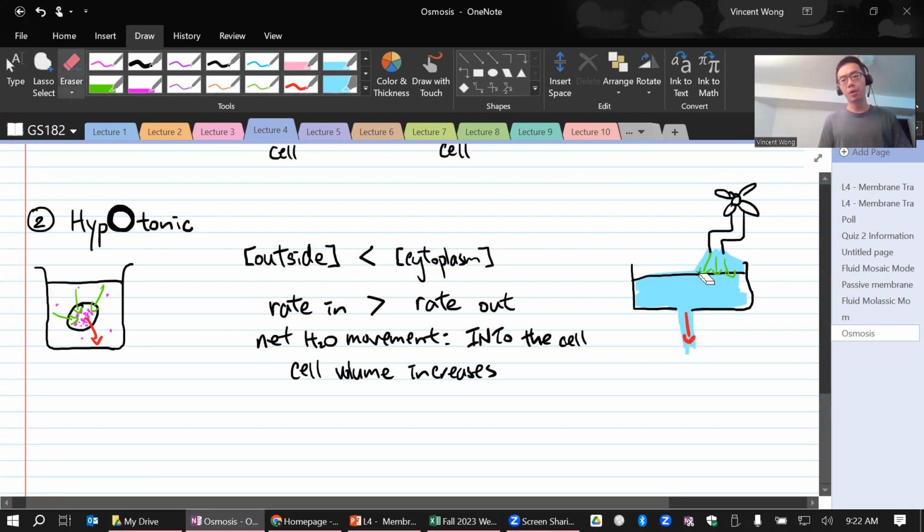So we have more water coming in than leaving. What's going to happen to our water level? It's going to rise. And eventually what's going to happen, people? It's going to overflow. Exactly. It's going to spill.